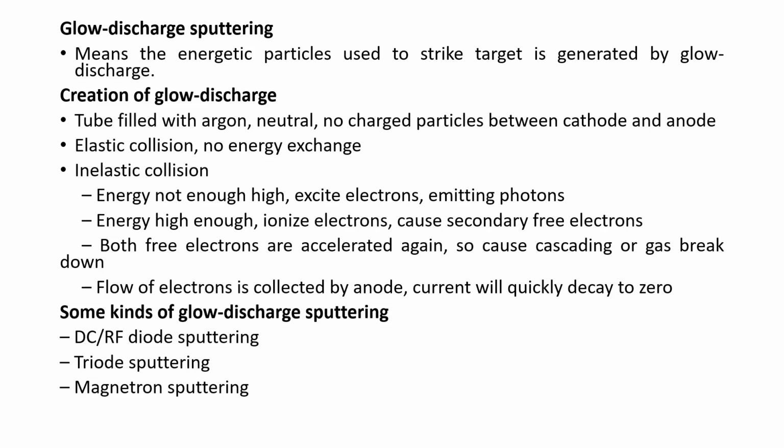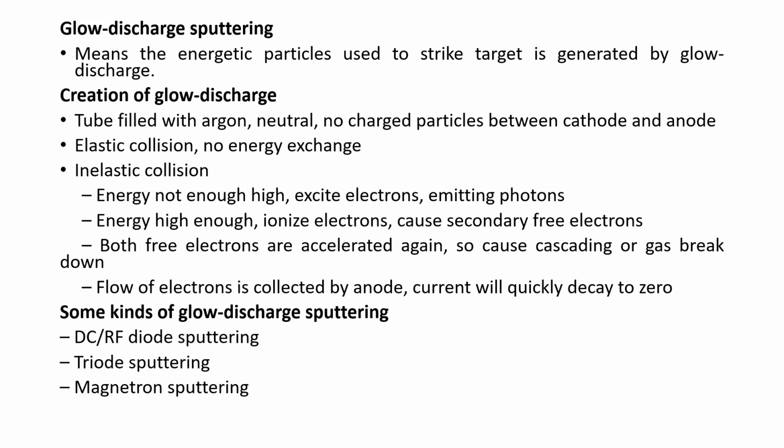When the noble gas atoms are injected into the system, due to the potential difference between cathode and anode, electrons move from cathode to anode, and these electrons are known as primary electrons. When these electrons strike the noble gas atoms, they form noble gas ions and secondary electrons. These secondary electrons and the primary electrons are accelerated toward the anode. Together these are collectively known as plasma. Both free electrons are accelerated again, causing cascading or gas breakdown.